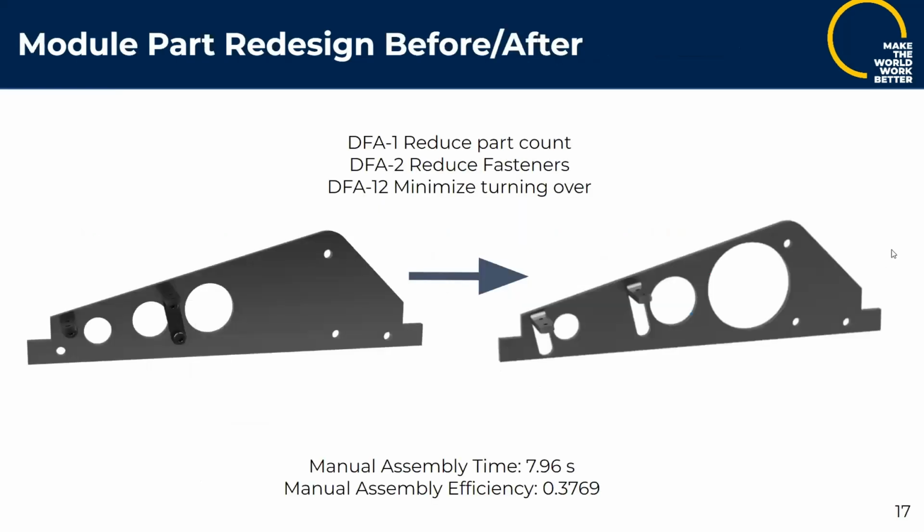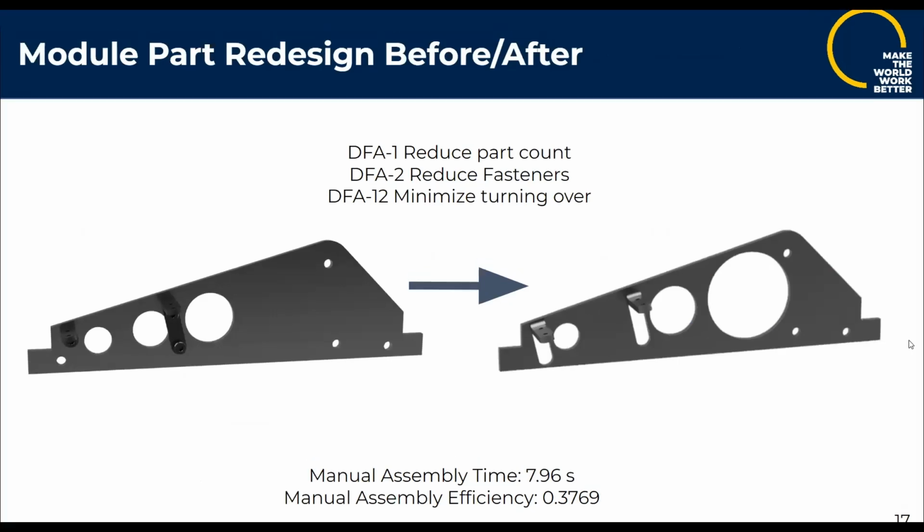So then looking at our modular part redesign for manual assembly, we focused on DFA 1, 2, and 12. Basically, we took all of the parts that make up the main plate and combined them all into one. And in doing so, reduced the fasteners as well as the amount of times you're going to have to turn it over because it's only one part.